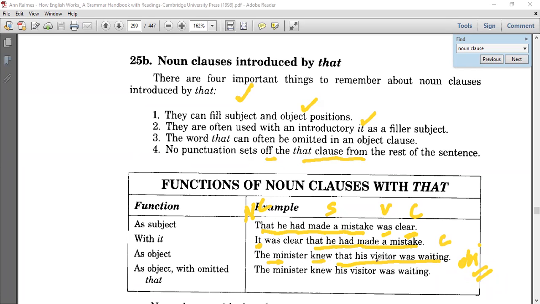So the minister knew that his visitor was waiting, but one thing is obvious, that this is a clause, whether it be a complement or an object. So when a clause becomes either a subject or an object or a complement, we call it a noun clause. So this is a noun clause once again. You can omit that if you want to. The minister knew his visitor was waiting. Now, these four things you have to keep in mind.